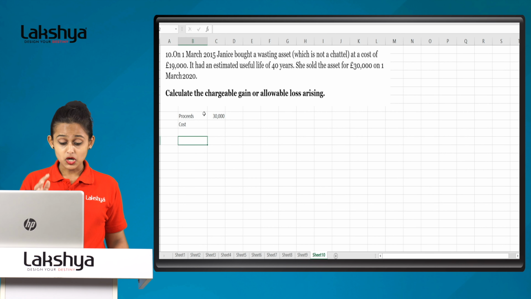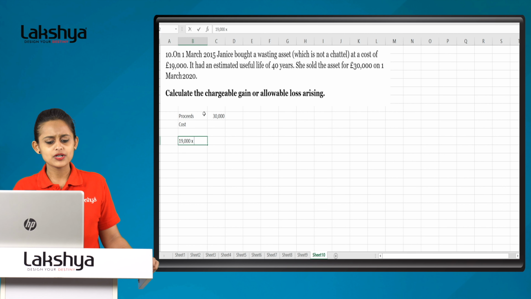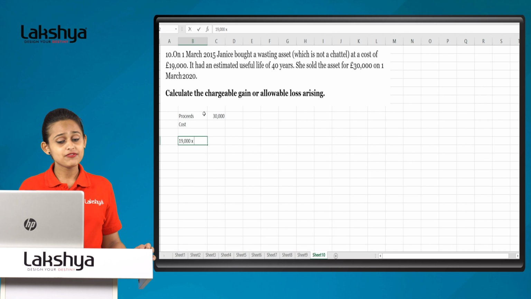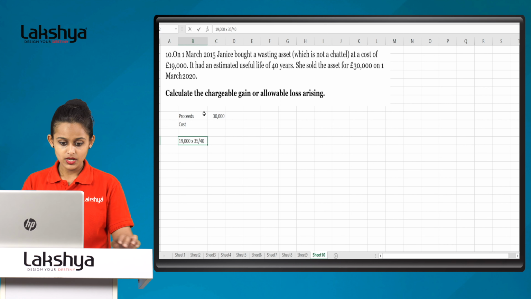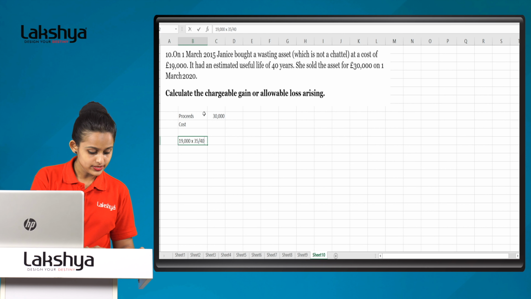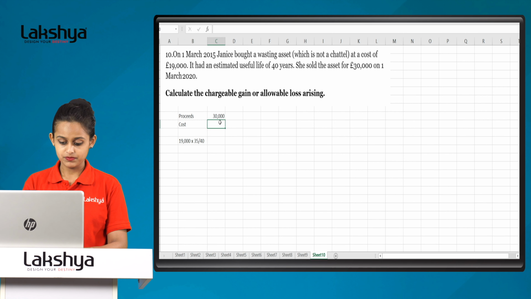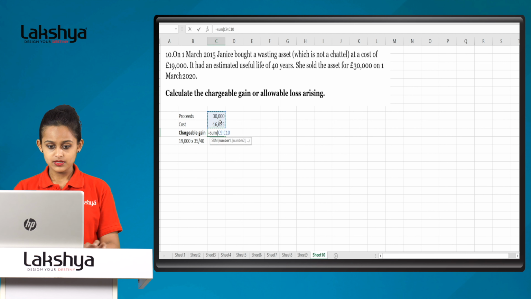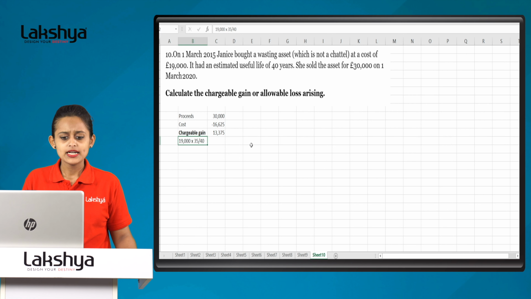So what is the cost given here? Cost is 19,000, multiplied by remaining useful life. When did she buy this? She bought on 1st March 2015, then sold this on 1st March 2020, which is 5 years later. So remaining life is 35, multiplied by 35 divided by 40. 19,000 multiplied by 35 divided by 40 is 16,625. So the chargeable gain is 13,375, because this is an other wasting asset.